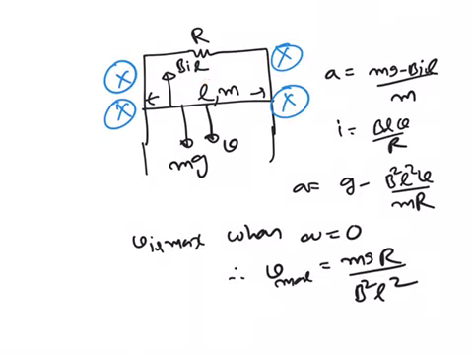So if you substitute I equal to BLV by R, you will get acceleration a is equal to mg minus BIL by m, total force, g minus BIL by m. In the place of I, you substitute BLV by R, you will get g minus B square L square V by MR. And V is maximum when a is equal to 0. Therefore you can find V maximum is equal to mgR by B square L square.